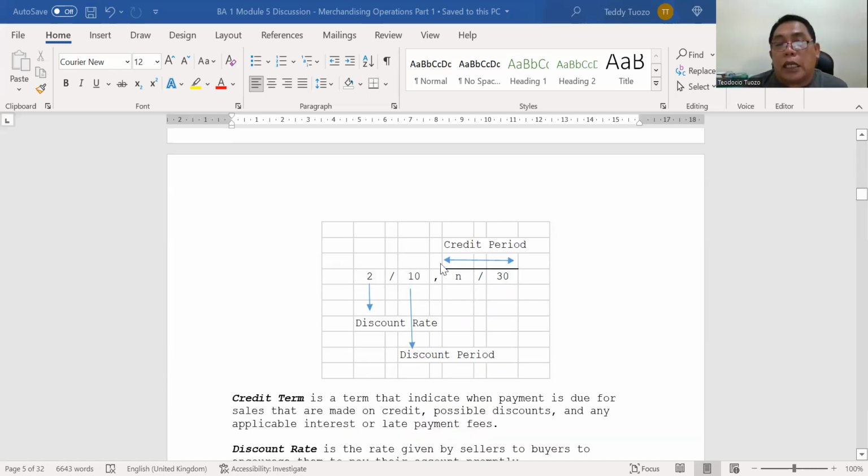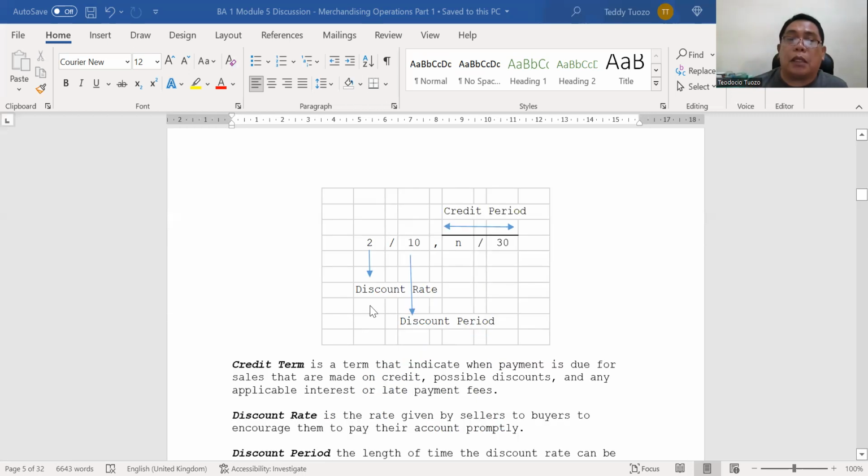So the credit period is 30 days. The 2 in the credit term is the discount rate, the percentage equivalent of the discount. And the 10 is 10 days, meaning that is the discount period during which you will enjoy the 2% discount. Again, if you pay within 10 days you get the 2% discount, but if it goes beyond the 10th day from the invoice date, you will no longer enjoy the 2% discount.